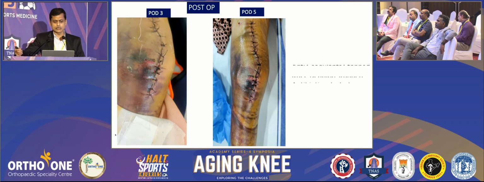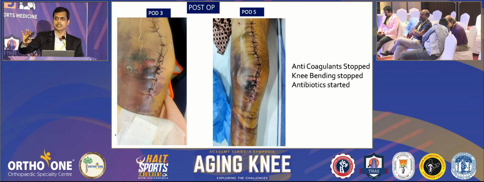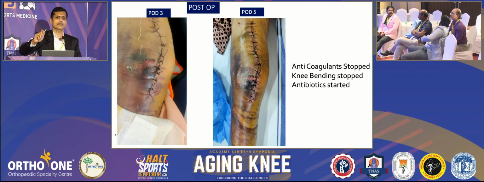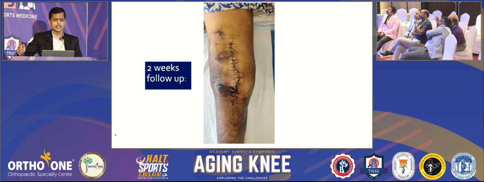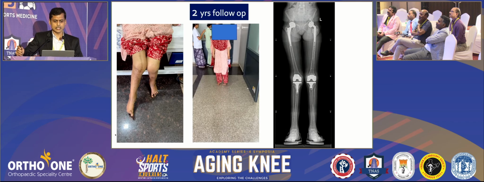I'll quickly go through what I did. I stopped all the anticoagulants, the Ecosprin we usually give. I stopped all the CPMs and the knee bending exercises, put the patient on rest, and just prophylactically started antibiotics. At the 2 weeks follow-up, the patient had started resolving. Then it slowly started healing, and we started active bending. This is the 3 weeks post-op, and the skyline view also showed how good the alignment is. And then this is the 2 years follow-up.